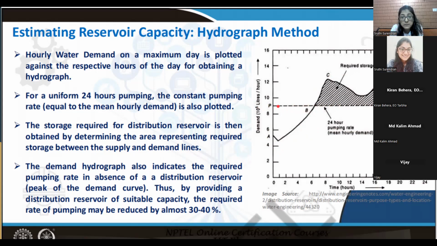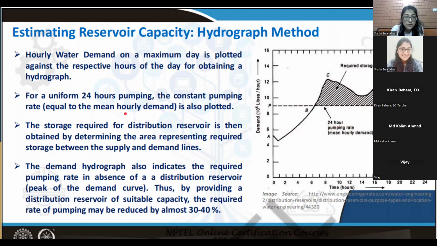This value is going to be pumped, but the water demand over here is following this hydrograph. So whatever water volume is coming under this pumping rate will be fulfilled, but whatever hydrograph value is coming above this pumping line will have to be provided as an extra storage. This is how the hydrograph is interpreted.